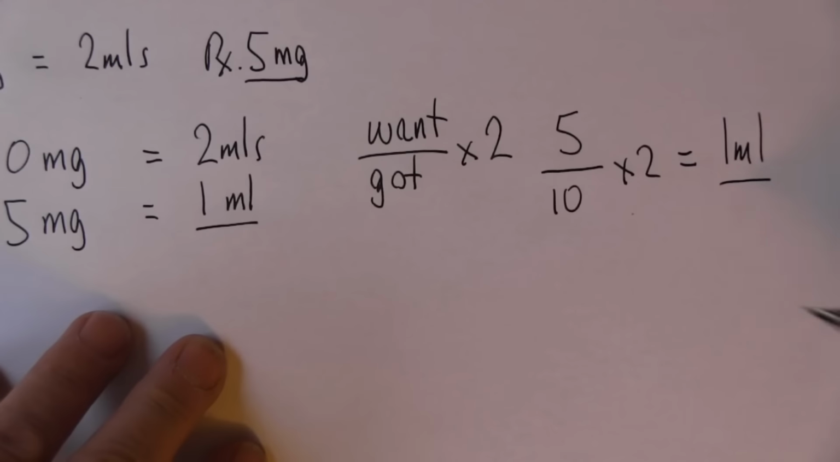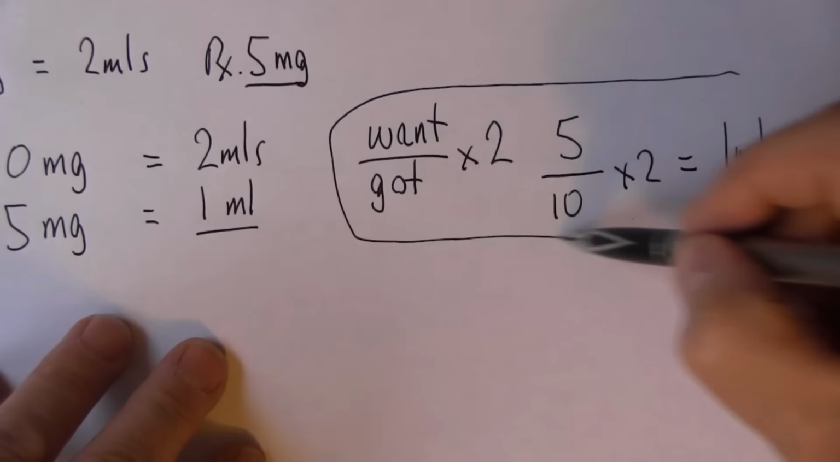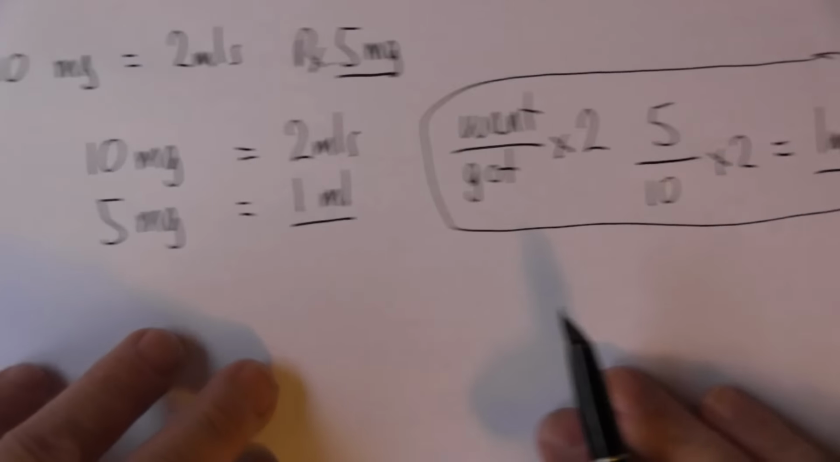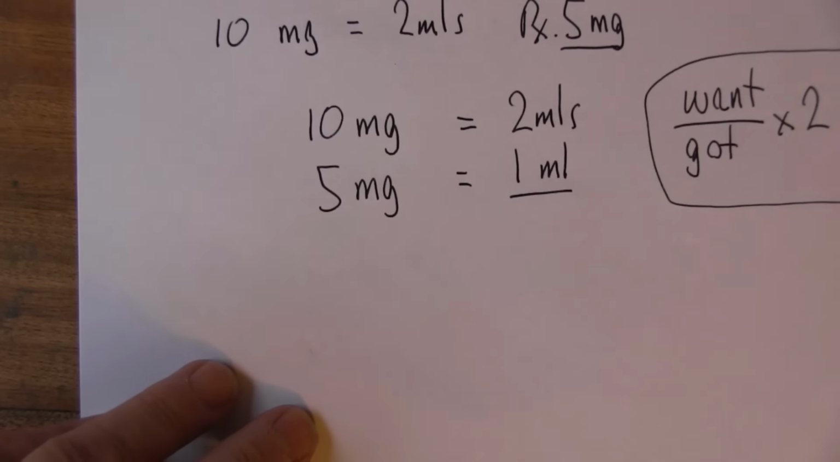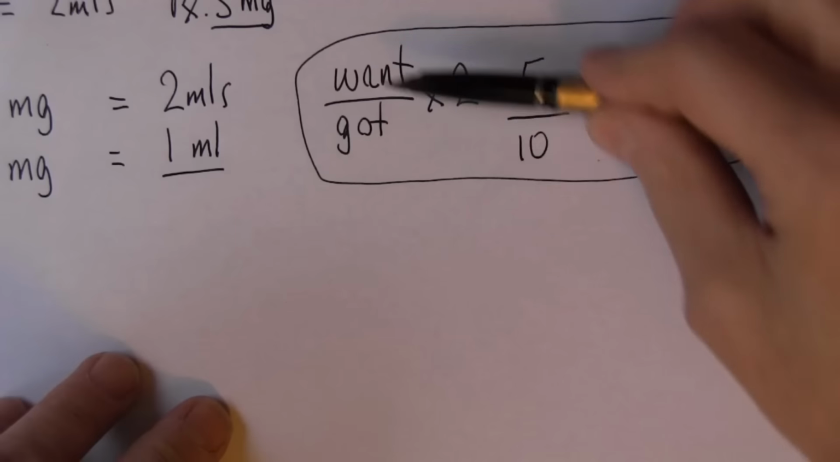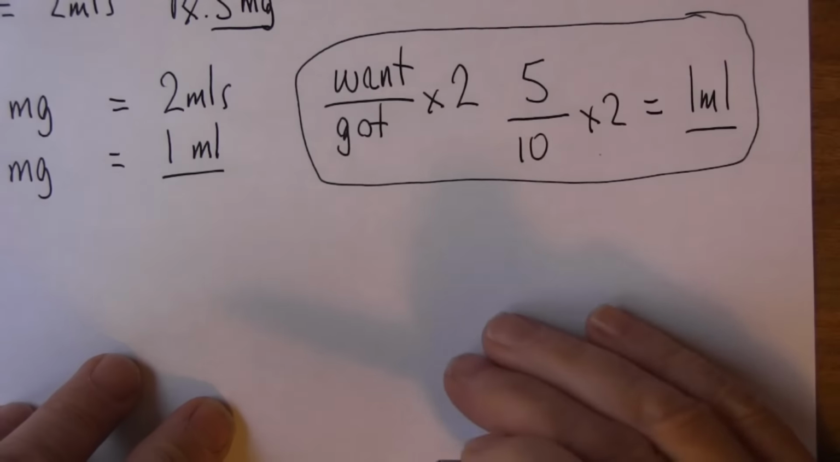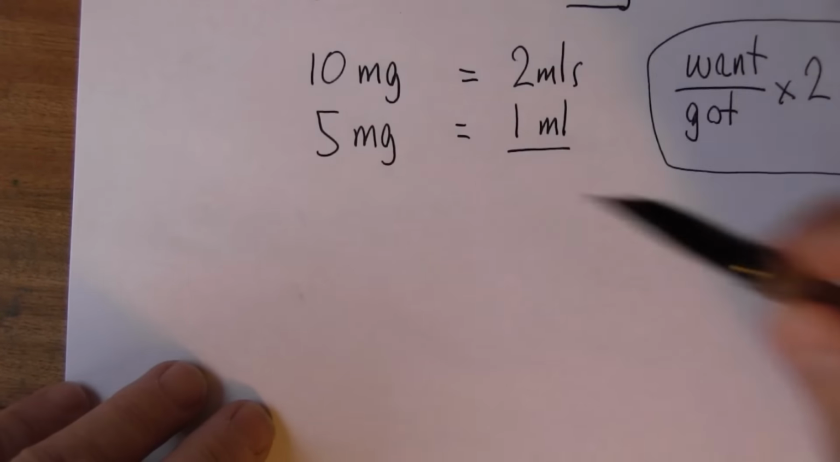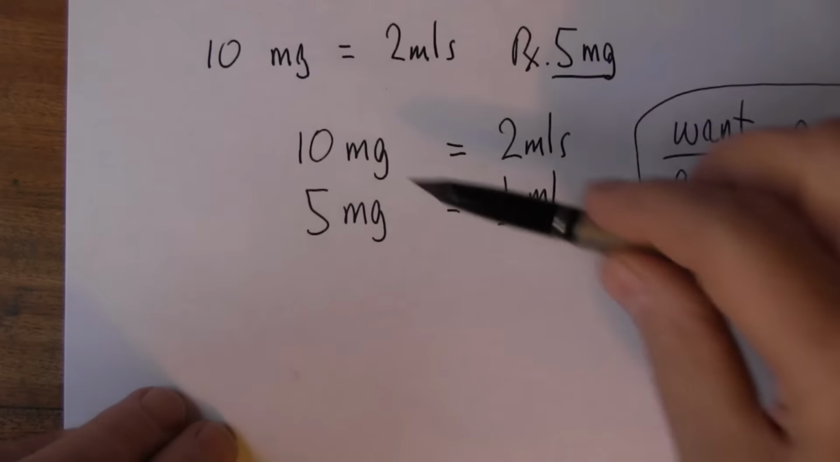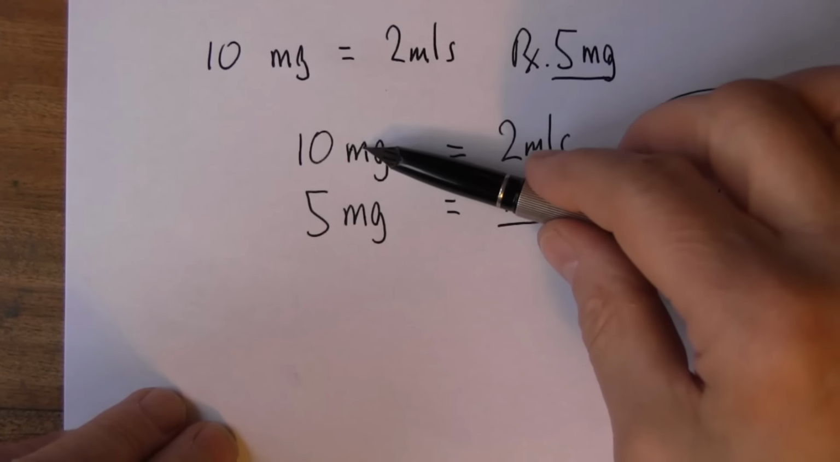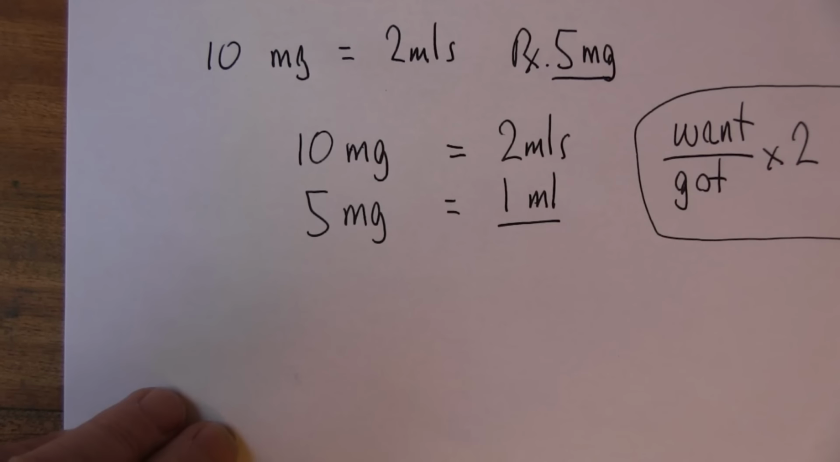So we know from the equation method that we want to give 1 mil, and we know from my old-fashioned method that we want to give 1 mil. And we can carry on with that because we're sure. The reason I'm sure is not so much because of the equation, although it's nice to be reassured by that, but because I can see it. I can see that 5 milligrams is half of 10 milligrams and 1 mil is half of 2 mils.